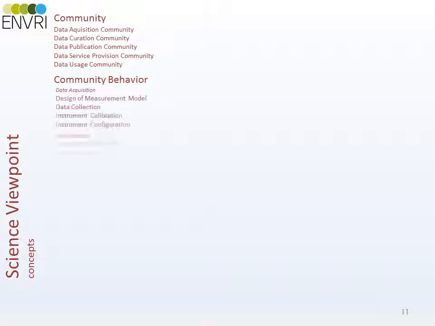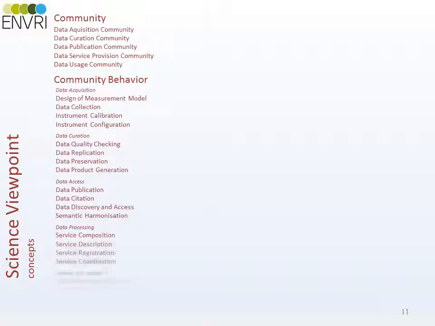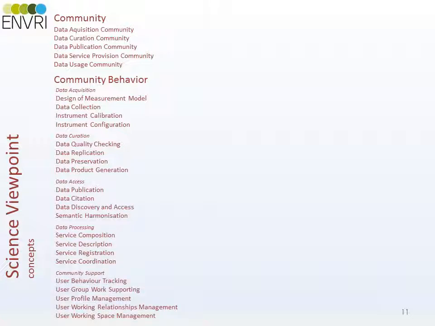A behavior of a community is a composition of the actions performed by these agents involved in order to address a particular research requirement. In the ENVRI Reference Model, a community behavior can be implemented either by a single function or a composition of several related functions. For each defined community, different behaviors have been identified.